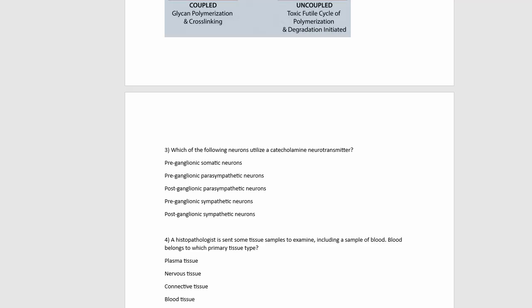So what are catecholamines? So catecholamines are neurotransmitters which are derived from the amino acid tyrosine. So these include noradrenaline, or norepinephrine if you're American, adrenaline, or again epinephrine if you're American, and also includes dopamine. So straight away you should be thinking, okay, what system does adrenaline work on?